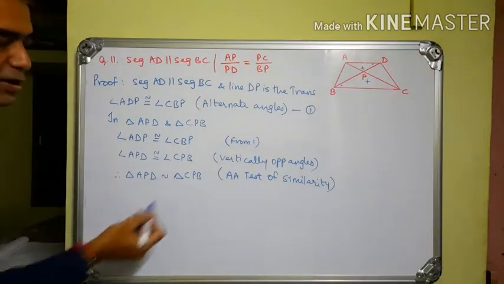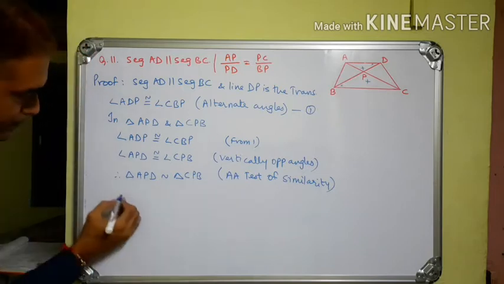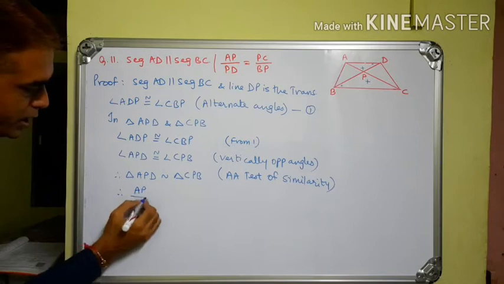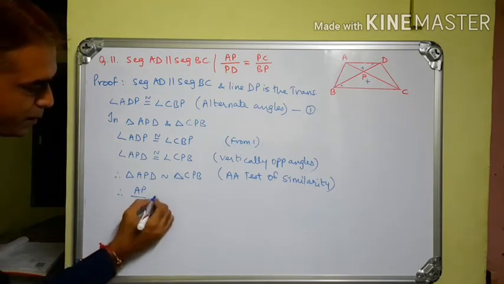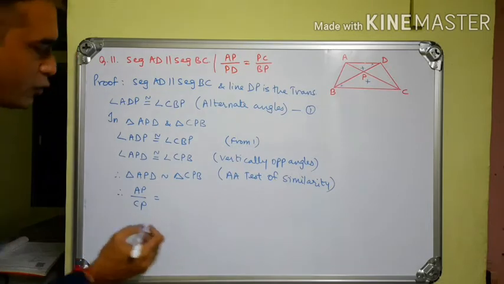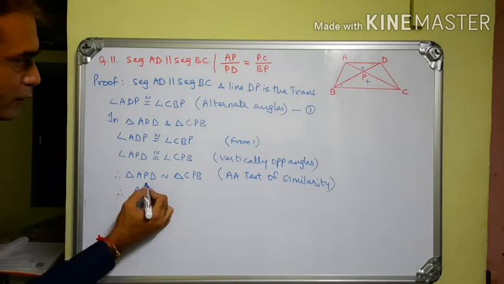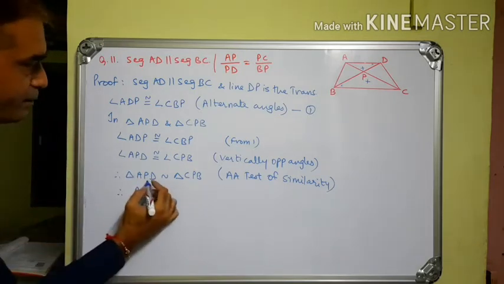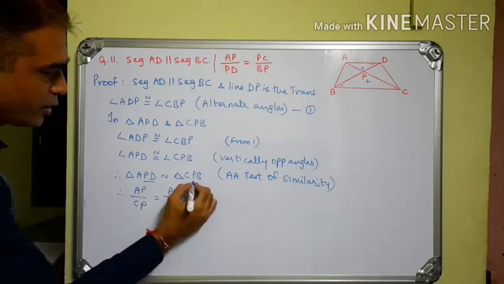And if the triangles are similar, then corresponding sides are proportional. Therefore we will write AP, its corresponding side is CP, AP upon CP equals to, here we write, we need this side PD and its corresponding side is PB.